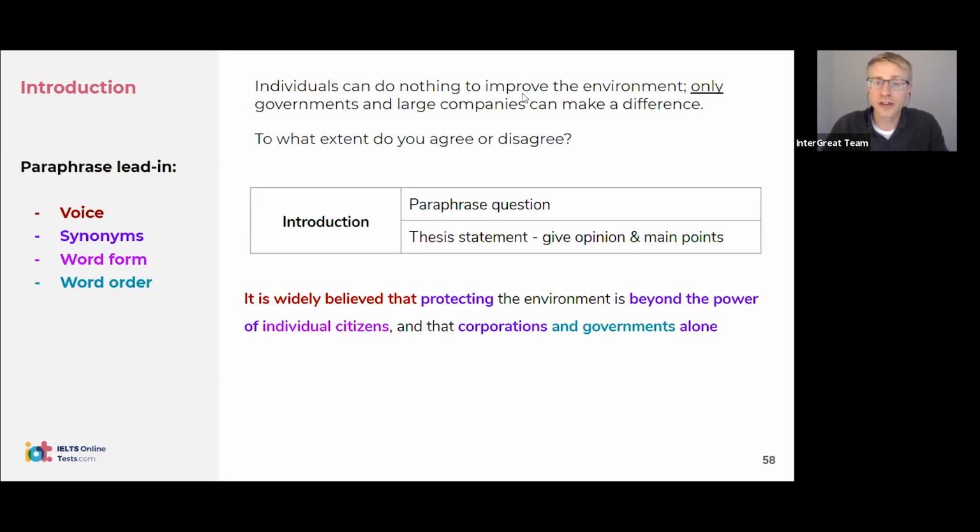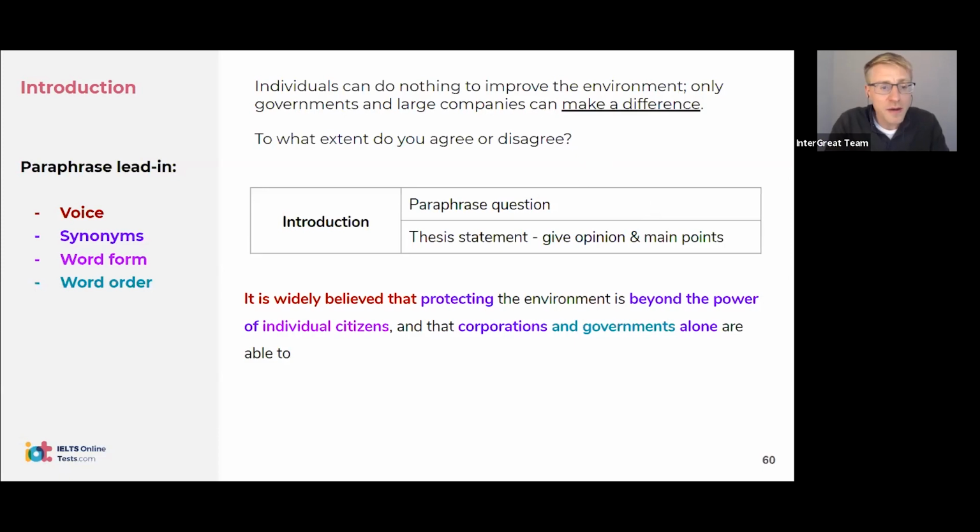And we've got this expression, can make a difference. So, sorry guys, my screen is freezing up, so I'm not able to click through. There we go. Are able to make a difference. Bring change. Excellent, Amritha.